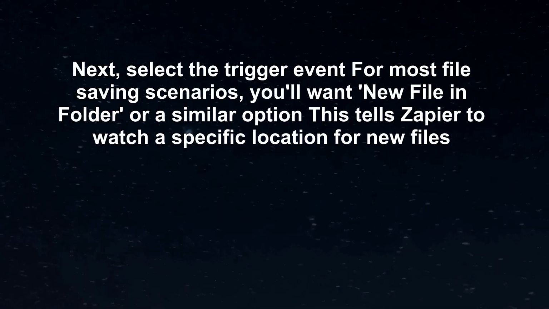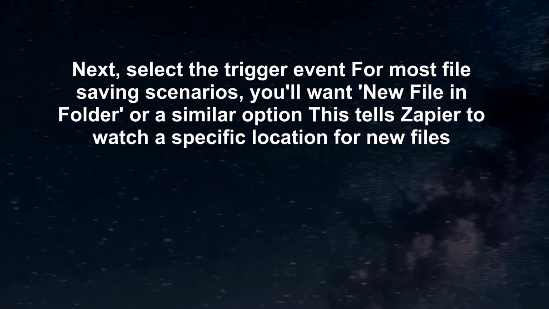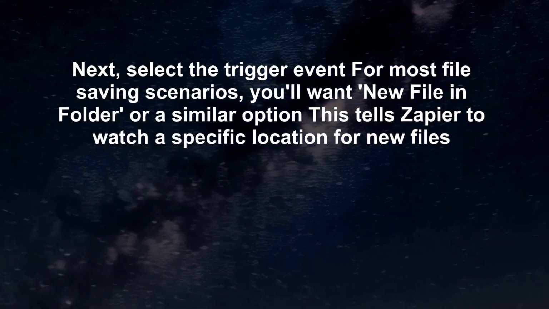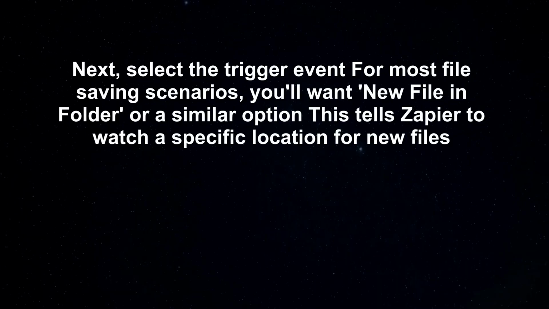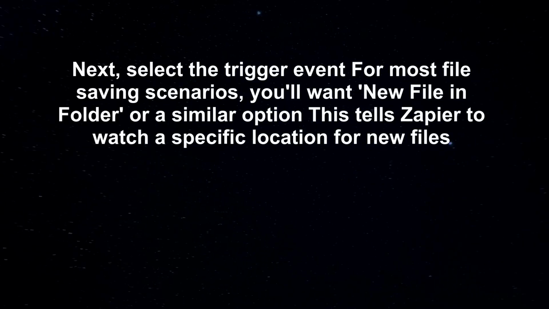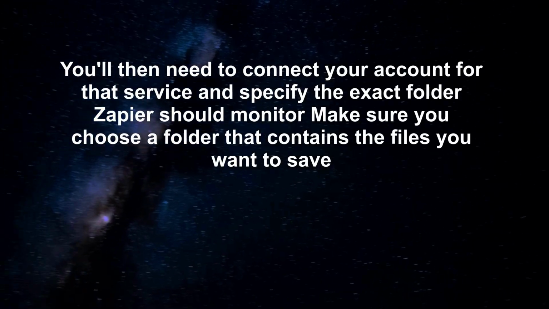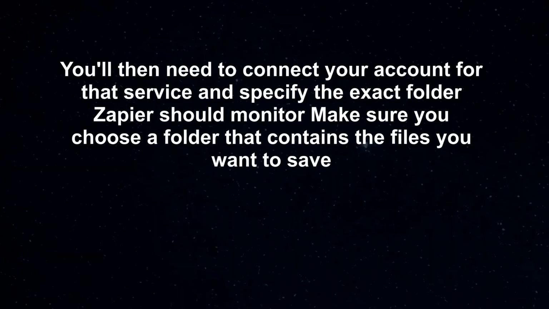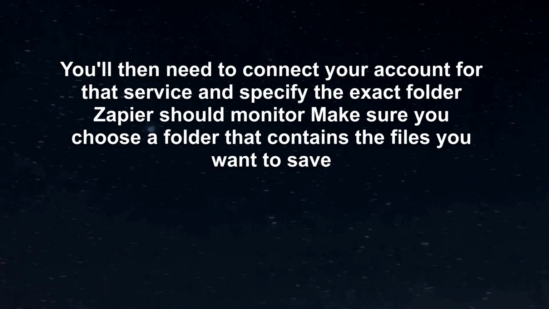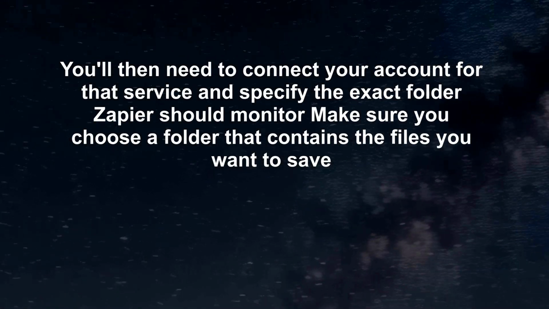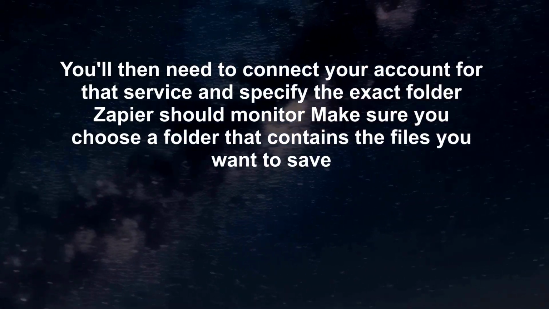Next, select the trigger event for most file saving scenarios. You'll want New File in Folder, or a similar option. This tells Zapier to watch a specific location for new files. You'll then need to connect your account for that service and specify the exact folder Zapier should monitor. Make sure you choose a folder that contains the files you want to save.